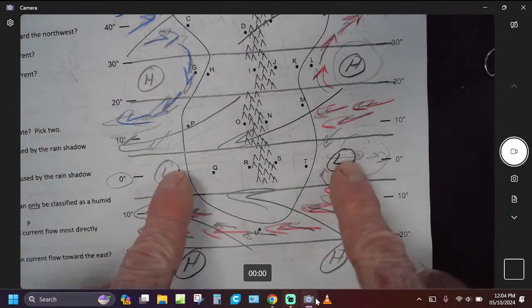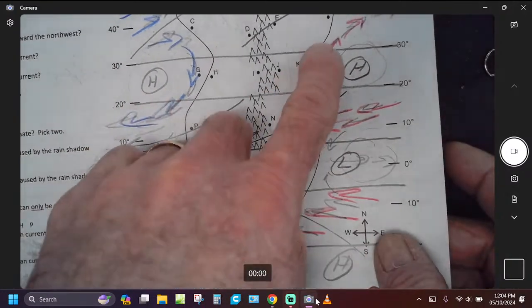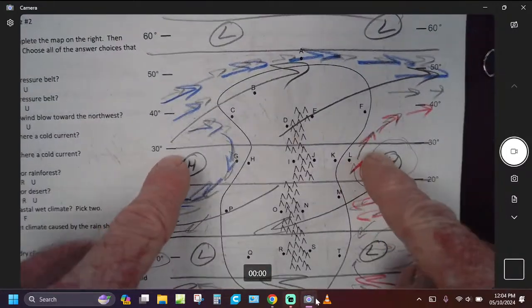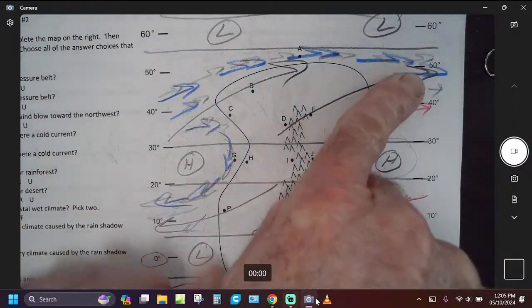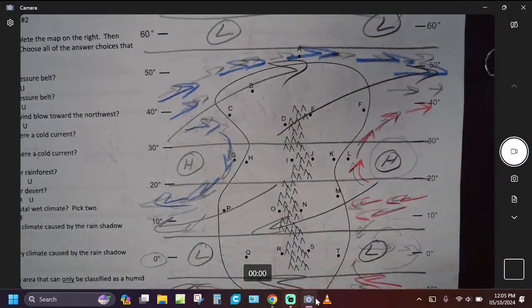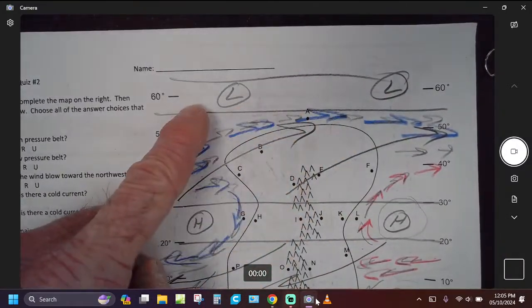So the air rises at 0 degrees, it sinks at 25 degrees, so you make the high pressure between 20 and 30. And then the air that sinks at 25 degrees, some of it goes north like these winds. Some of it goes south like this. And the stuff that goes north rises again at 60 degrees.